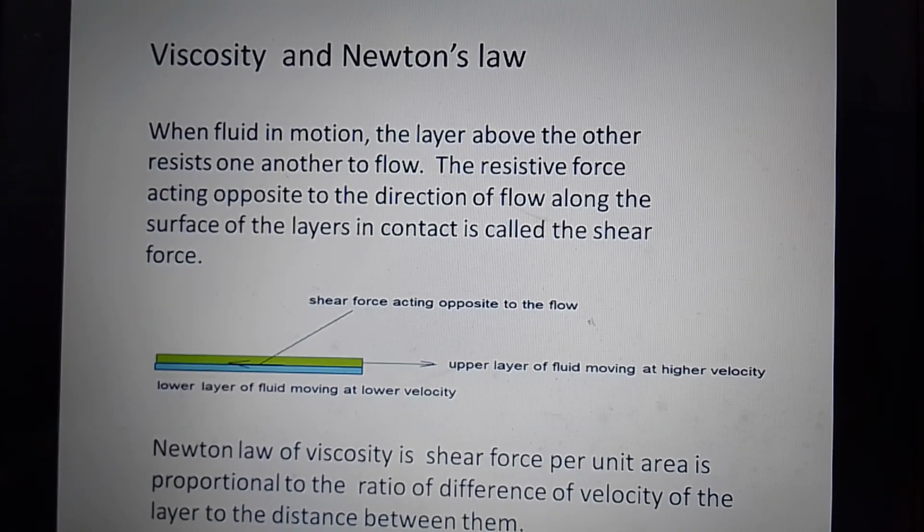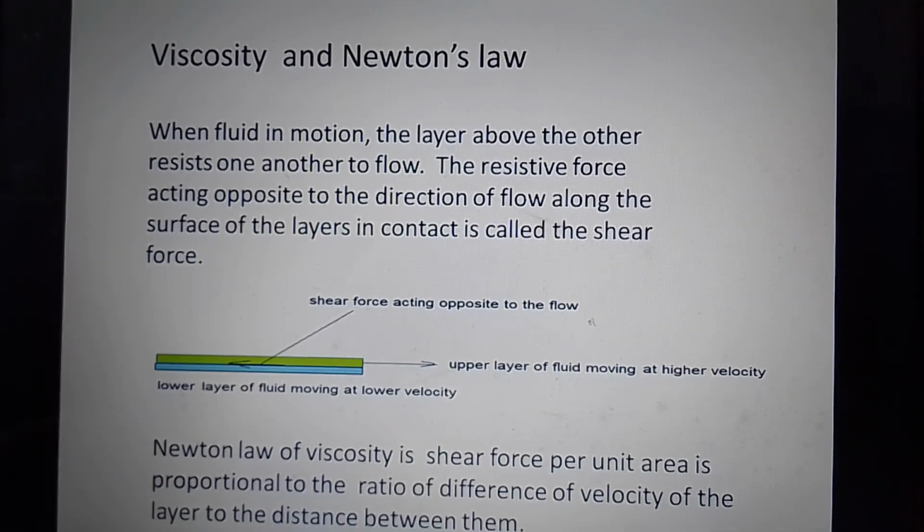The resistive force acting opposite to the direction of flow along the surface of the layers in contact is called the shear force. You can see in the figure that this shear force acts opposite to the flow, with the upper layer of fluid moving at higher velocity and the lower layer of fluid moving at lower velocity.